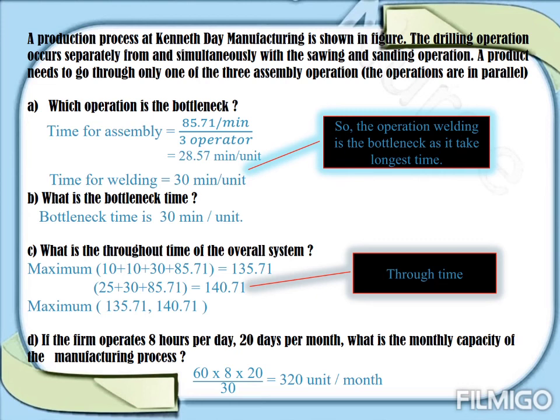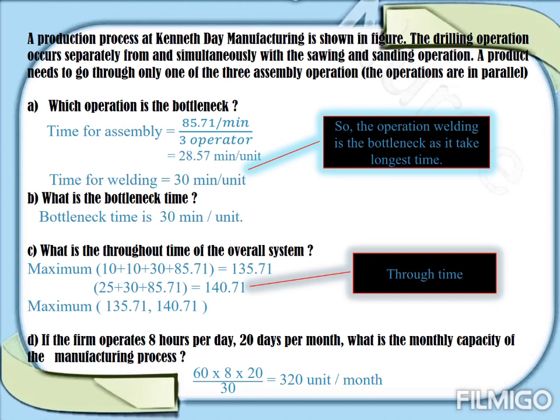Obviously, it shows that the most time consumption is for the drilling, welding and assembly process, which is 140.71 minutes. So what is the throughput time of the overall system? The answer is 140.71 minutes, because it is the bottleneck of the two processes that we identified because of the simultaneous operation. So the answer for C will be 140.71 minutes.